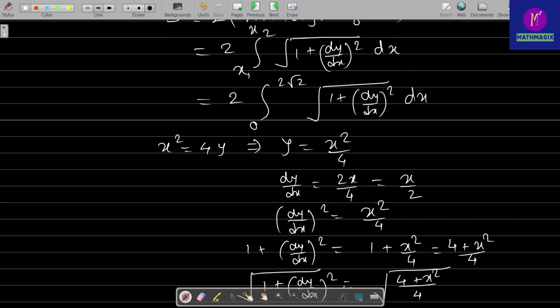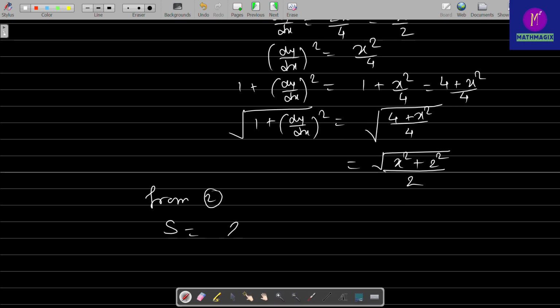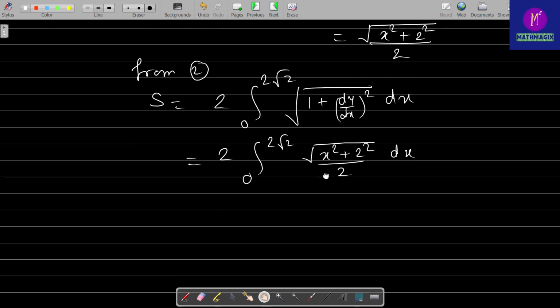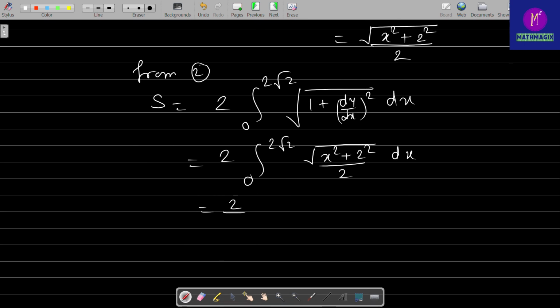Now let us substitute everything in formula 2. So we have from 2, s is equal to twice of integration 0 to 2 root 2 square root of 1 plus (dy/dx) the whole square dx, equal to 0 to 2 root 2, and the value of the square root of 1 plus (dy/dx) the whole square is square root of x square plus 2 square divided by 2, dx. Let us integrate this. Clearly this 2 I can take outside, so 2 by 2 gets cancelled out, and we have the integration 0 to 2 root 2 square root of x square plus 2 square dx.